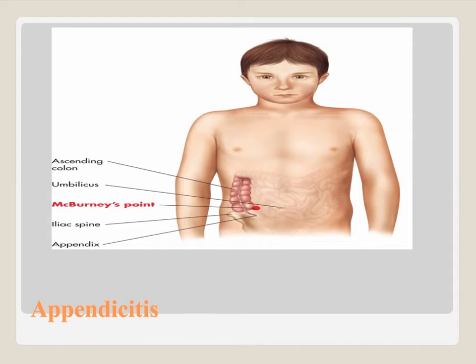Here is a picture of where that appendix sits in that right lower quadrant. The assessment of McBurney's point is an assessment indicative of appendicitis. McBurney's point is located midway between the anterior iliac crest and the umbilicus in the right lower quadrant. This is a classic area for localized tenderness during the later stages of appendicitis. Appendicitis pain is abdominal pain that increases with cough or movement and is relieved by bending the right hip or knees.